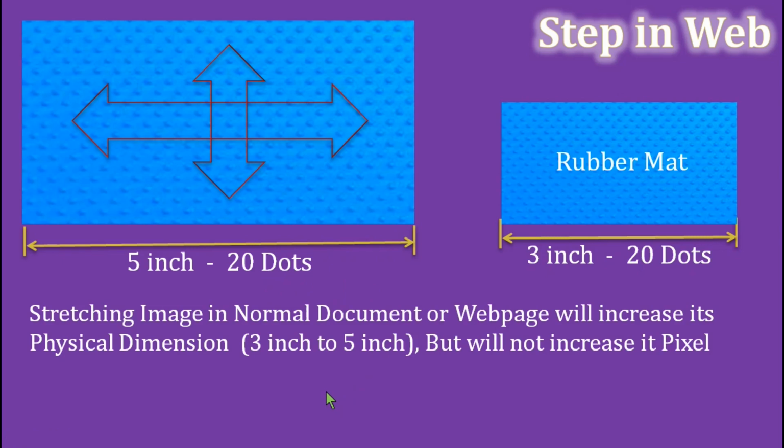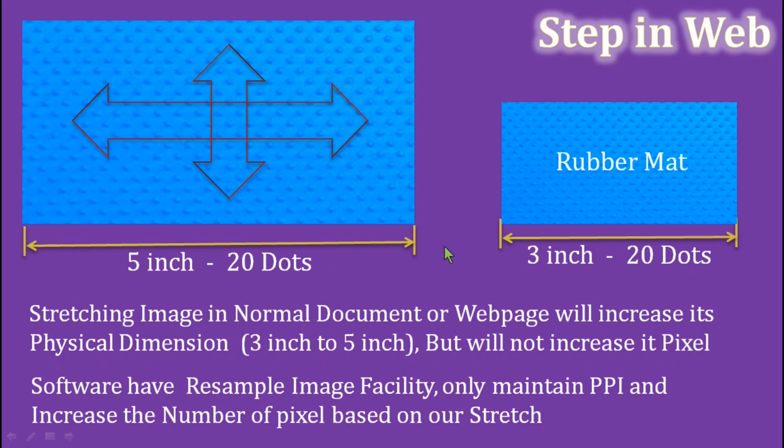In the same way, stretching an image in a normal document or in a web page will increase its physical dimension, but will not increase its pixel count. But software like Photoshop or other image editing software has a resampling facility that maintains the pixels per inch. Whenever you stretch or resize the image, it automatically recalculates the image parameters and maintains the pixels per inch.